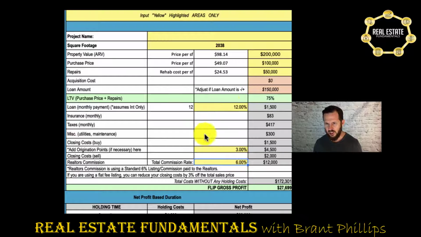But anyway, what this shows you here is our flip gross profit is $27,699. Okay. So you may be thinking, wow, Brant, that's a pretty good deal. I'm going to tell you it's a very marginal deal. Here's another key indicator of a deal that I learned years ago. You see this repair cost, $50,000.